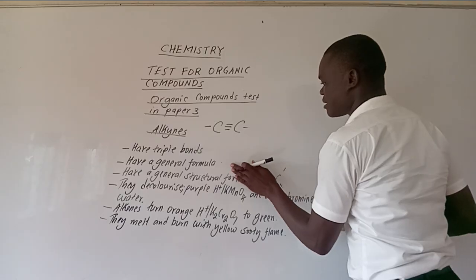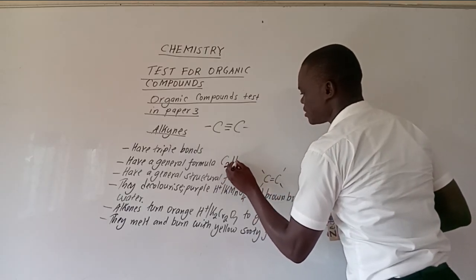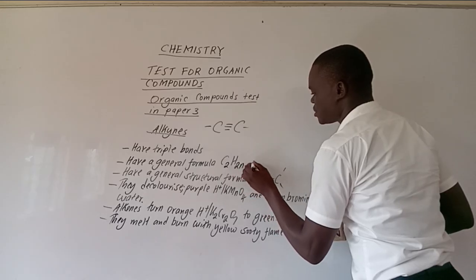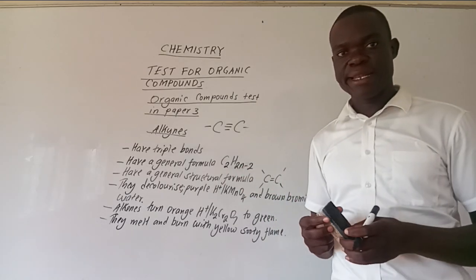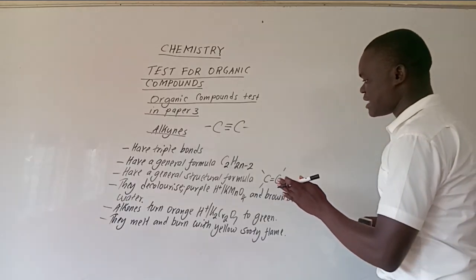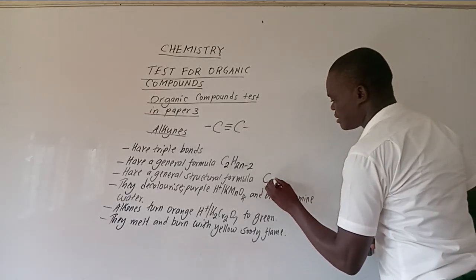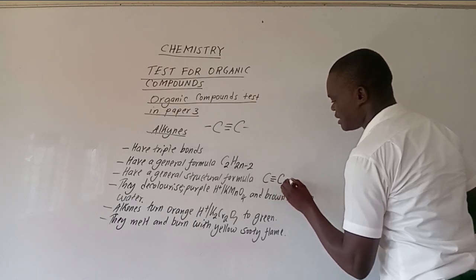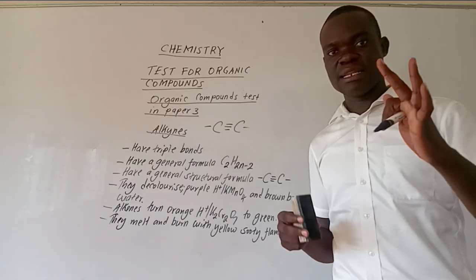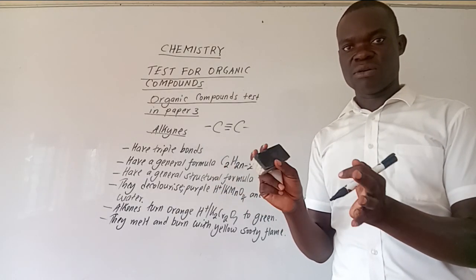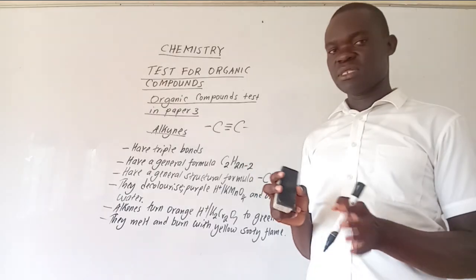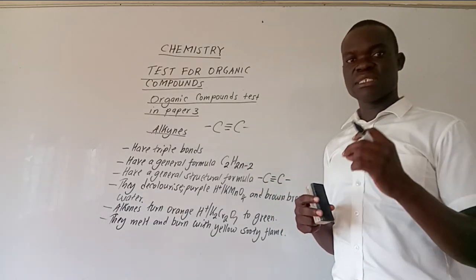They have a general formula CnH2n minus 2. So they have a general structure C, 1, 2, 3, triple bond, then that one. So these are triple bonds. Alkynes have triple bonds between at least 2 carbon atoms, while alkenes have a double bond between at least 2 carbon atoms. Then alkanes have single bonds.